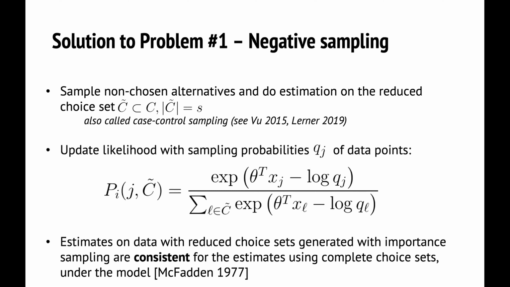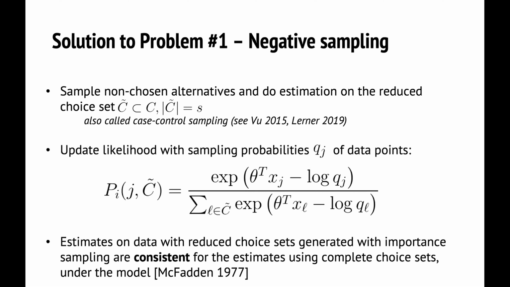For the first one, the data size, you can use a trick we call negative sampling. There are many other names for it. It is a trick that occurs in many literatures. And basically the idea is that you can sample the non-chosen alternatives and then do the same estimation on the reduced choice set if you adjust the likelihood based on the sampling probabilities of the different data points.